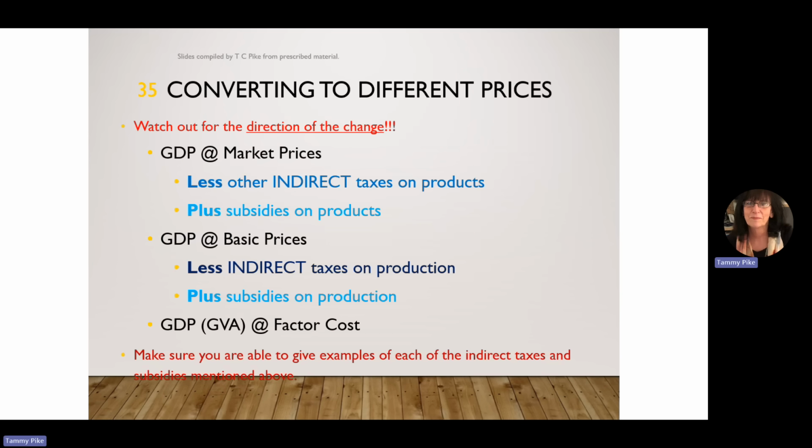Here we go. And I say there, watch out for the direction of the change. Here we are going from the customer. So let's put a little note here: from the customer or the market.